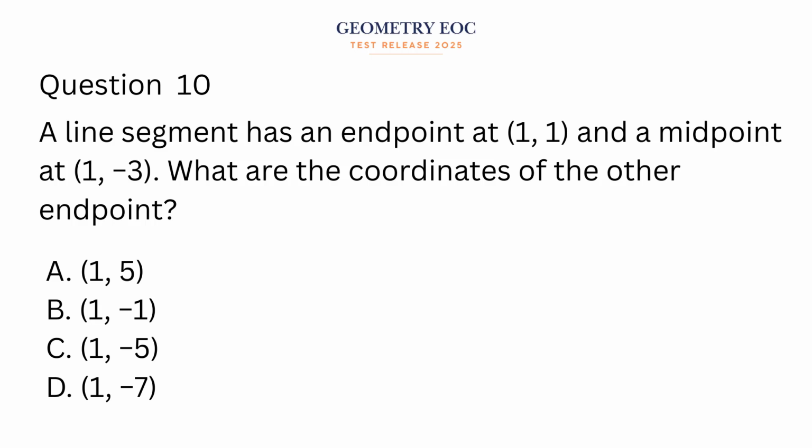Let's read question 10. A line segment has an endpoint at (1, 1) and the midpoint at (1, -3). What are the coordinates of the other endpoint? A, (1, 5). B, (1, -1). C, (1, -5). D, (1, -7).